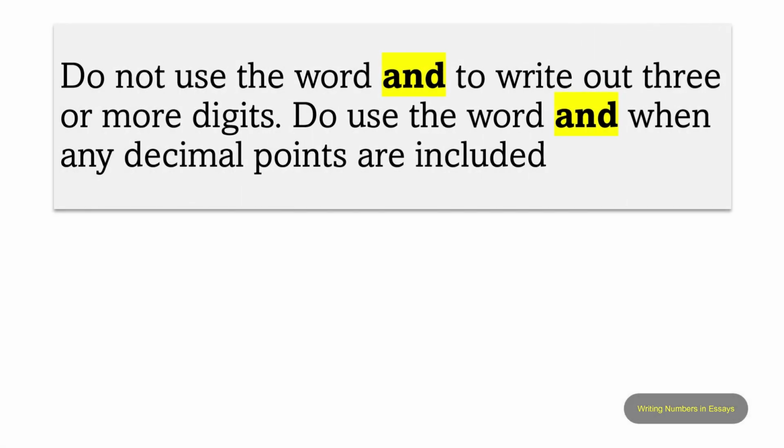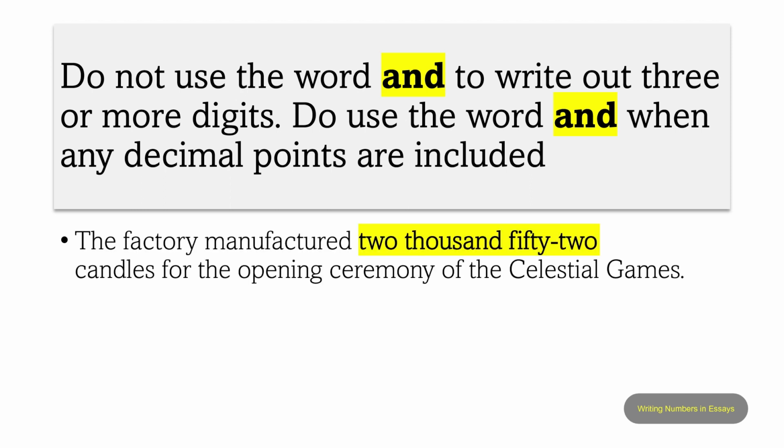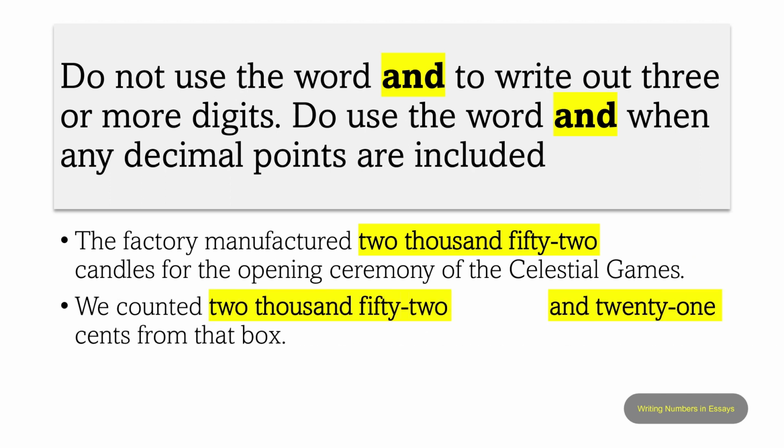Do not use the word "and" to write out 3 or more digits. Do use the word "and" when any decimal points are included. The factory manufactured 2,052 candles for the opening ceremony of the Celestial Games. We counted 2,052 and 21 cents from that box.